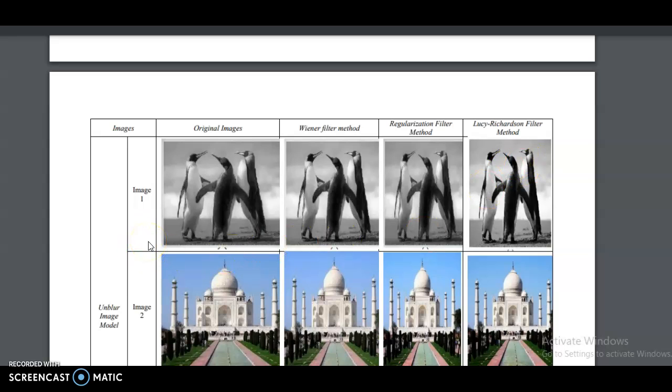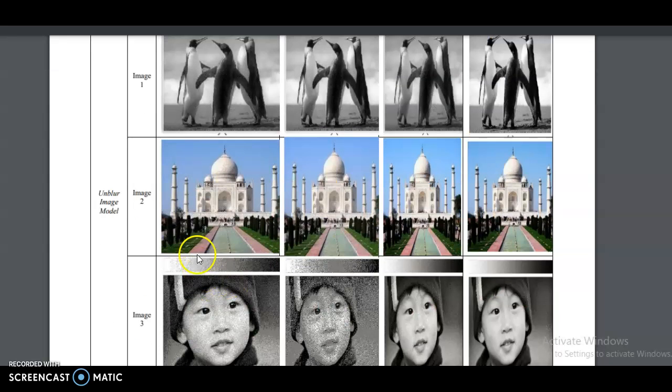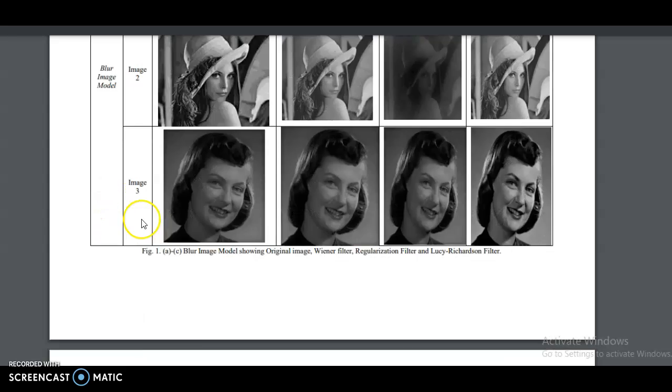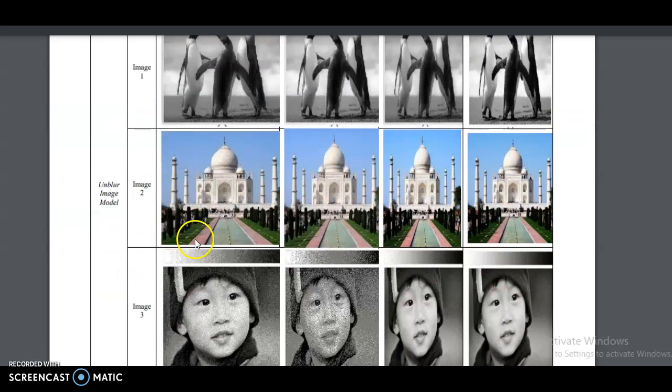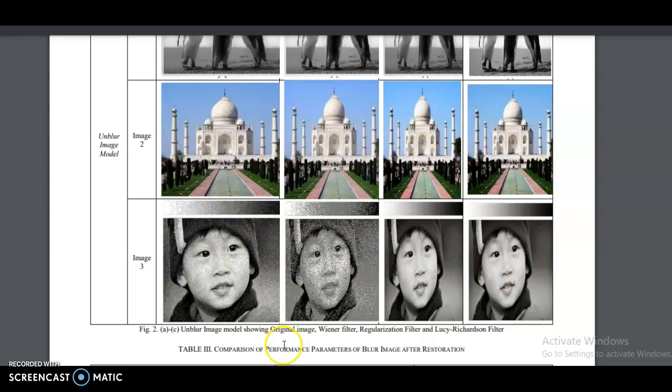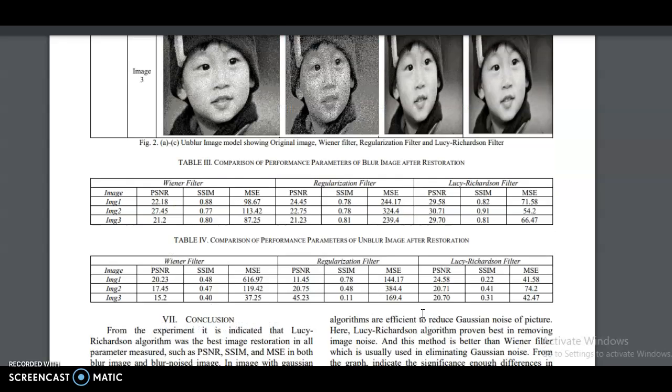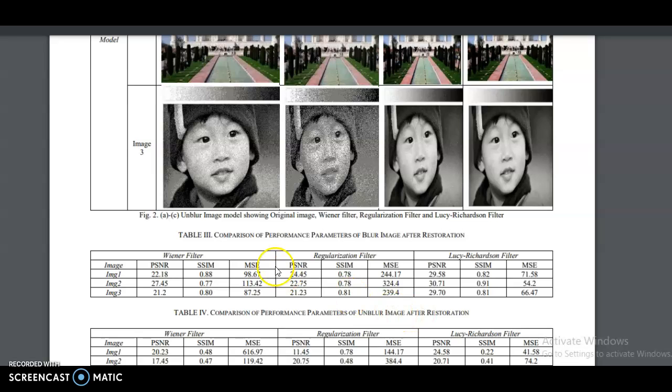Here in image 1 it shows, here image 2. This is the blur image model, and this is the unblur image model. The unblur image model shows the original image, Wiener filter, regularization filter, and Lucy Richardson filter.